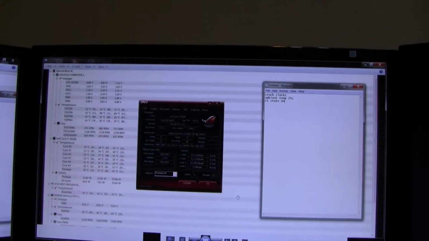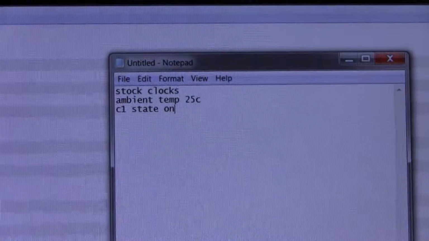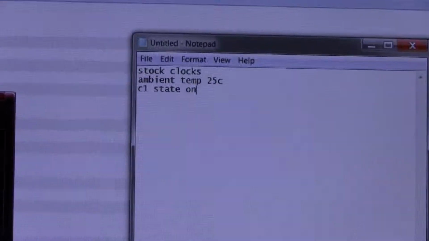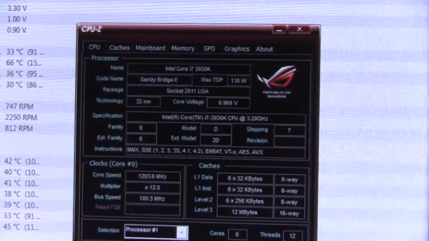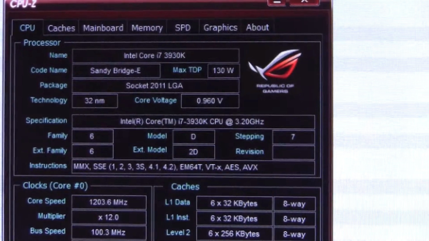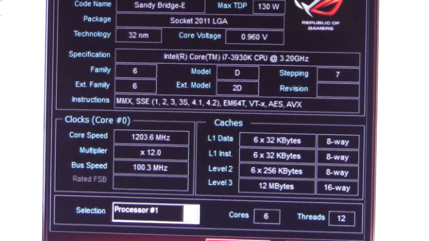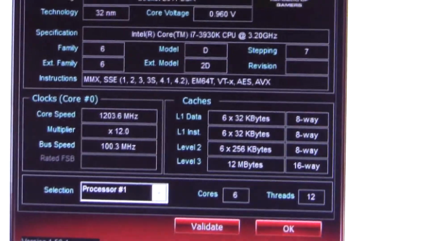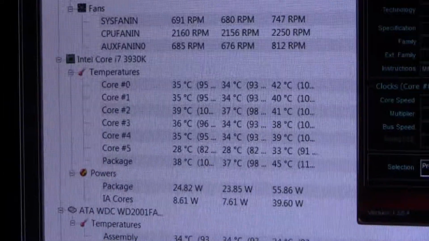So I took screenshots here. The first screenshot, I wrote a little note here that says stock clocks, ambient temp was 25C and C1 state is on. And you can see a screenshot, CPU-Z. This is stock again. The voltage was 0.96 volts at 3.2 gigahertz, and the core speed was 1.2 gigahertz. And here you could see the temperatures of all the cores in the package.